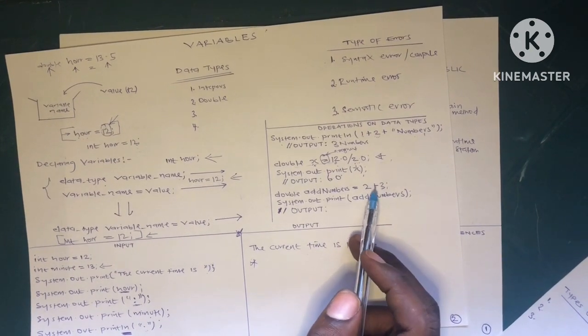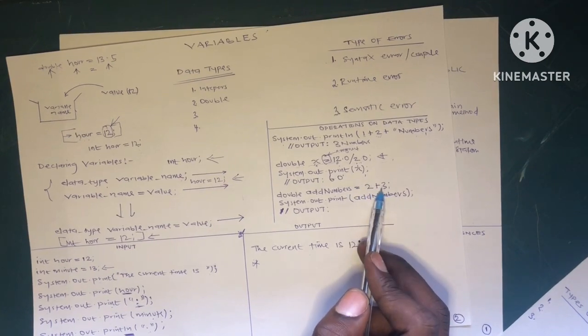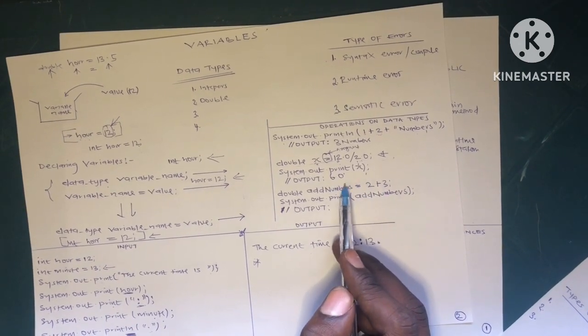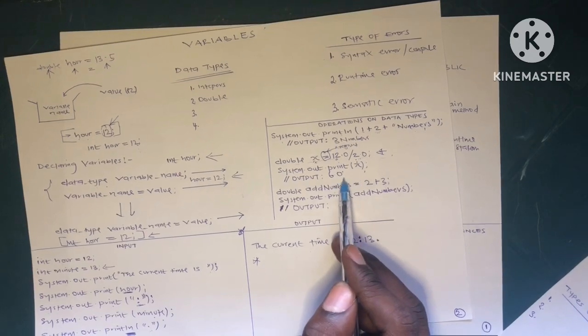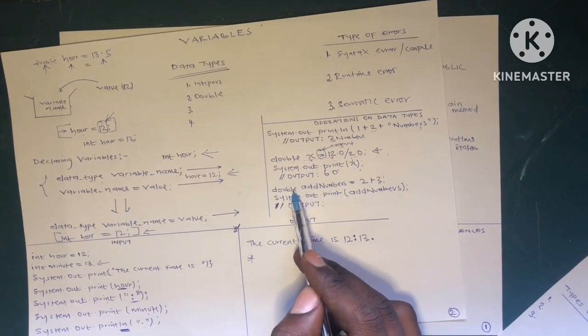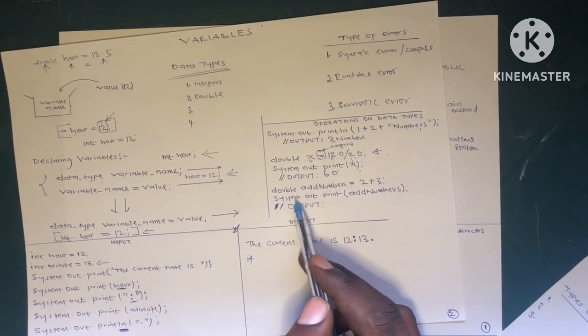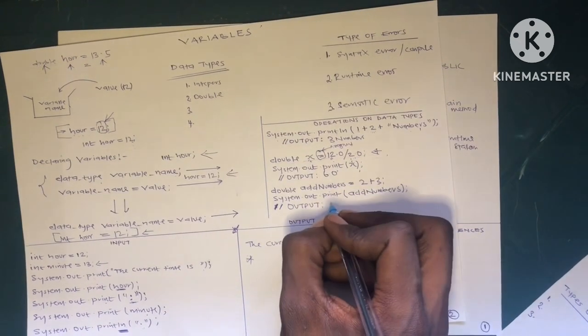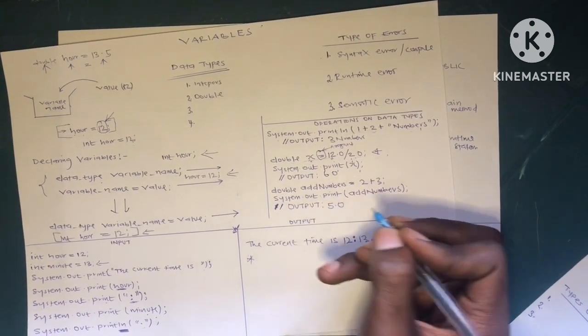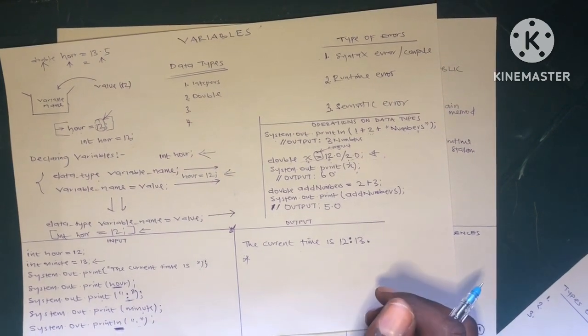However, when we store it, 2 plus 3 is 5, right? So if we store it in add numbers, now we are storing it in add numbers of what type? Double now. Our result will be, if we print add numbers, 5.0. Take a little time to understand this.